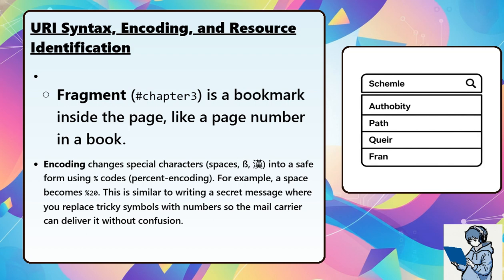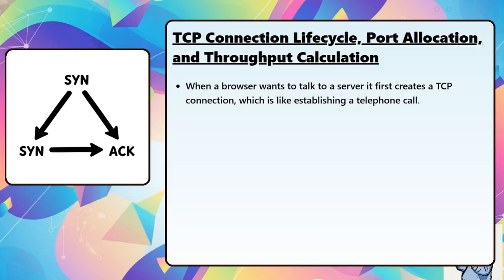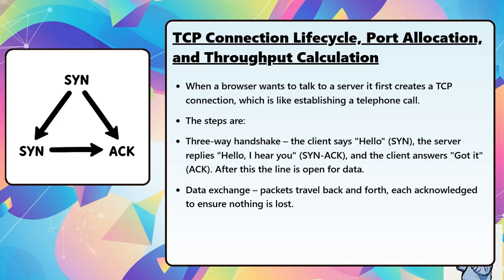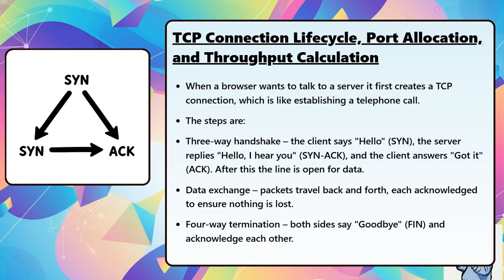When a browser wants to talk to a server, it first creates a TCP connection, which is like establishing a telephone call. The steps are: three-way handshake, the client says hello, the server replies "hello, I hear you," and the client answers "got it." After this, the line is open for data. Data exchange, packets travel back and forth, each acknowledged to ensure nothing is lost. Four-way termination, both sides say goodbye and acknowledge each other.